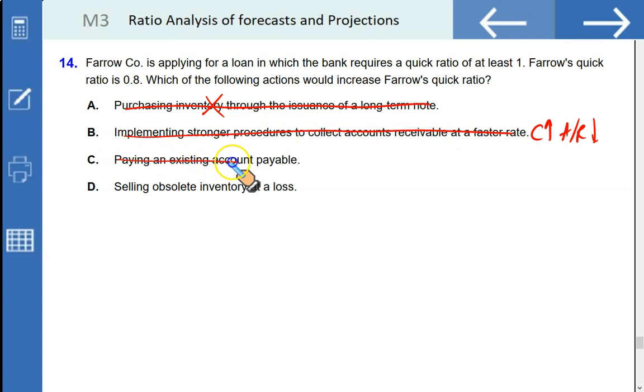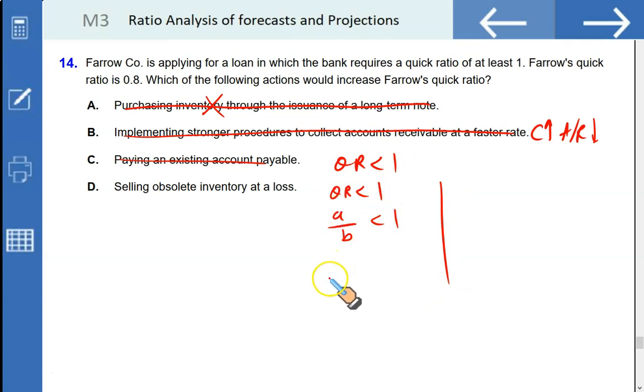Paying an existing accounts payable. Now this is very interesting, it requires discussion. Right now your quick ratio is 0.8, which is less than 1. Whenever your ratio is less than 1, if any transaction results in a change in the numerator and denominator, I would like to discuss this idea. This is a very helpful concept here. If the quick ratio, A upon B, is less than 1, and a transaction is entered into which causes a reduction in the numerator and denominator by the same amount, the ratio will deteriorate.